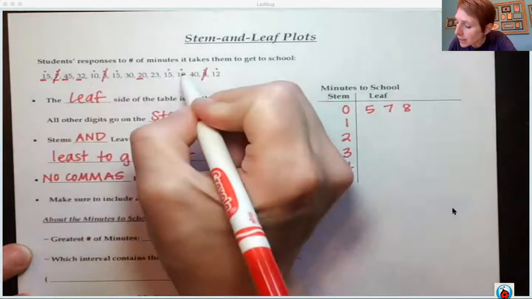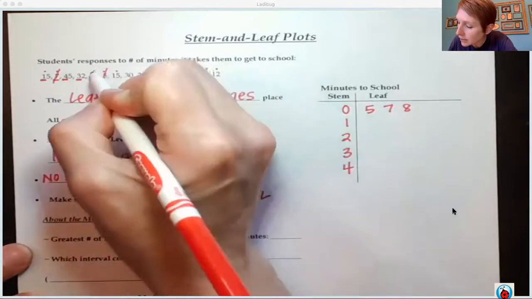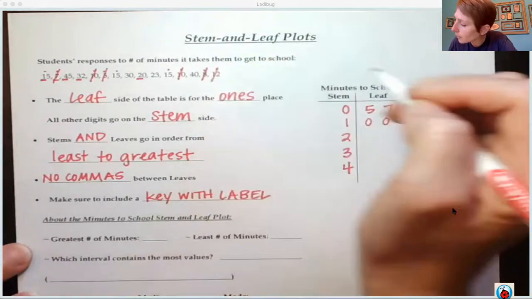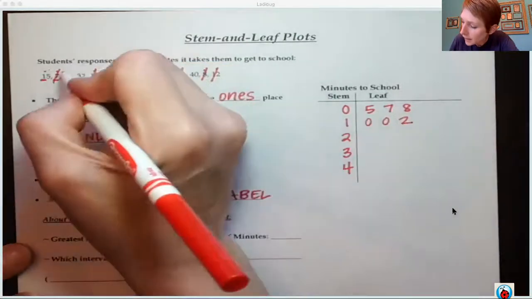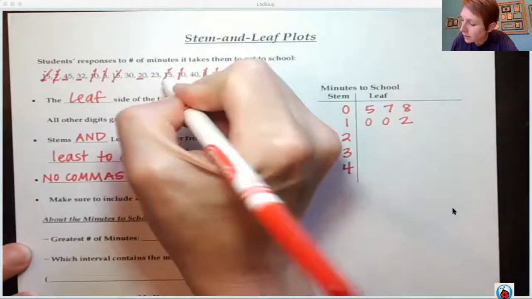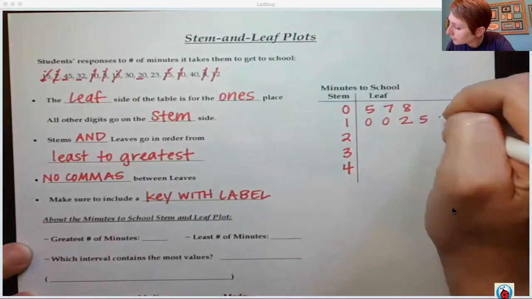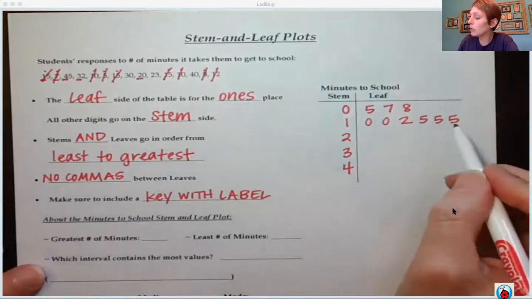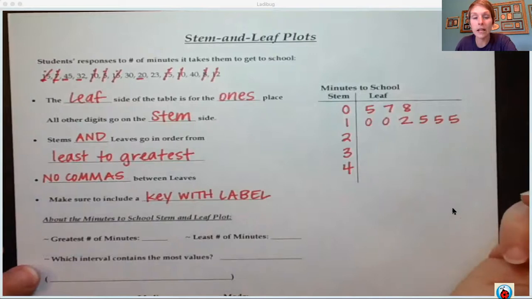So the least would be these zeros for the tens. So I'm gonna put 2 zeros. Then the 2 for my 12. And then 1, 2, 3 5s for 15. Again, no commas, in order least to greatest, and you include every single piece of data. If a leaf repeats, that's okay.